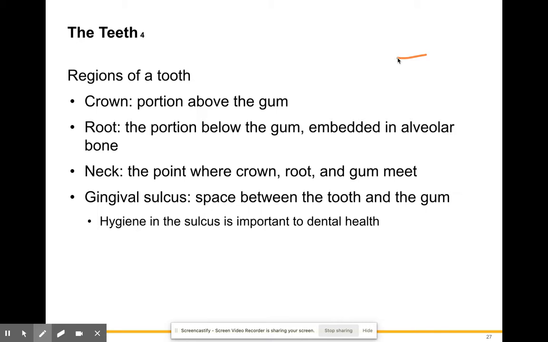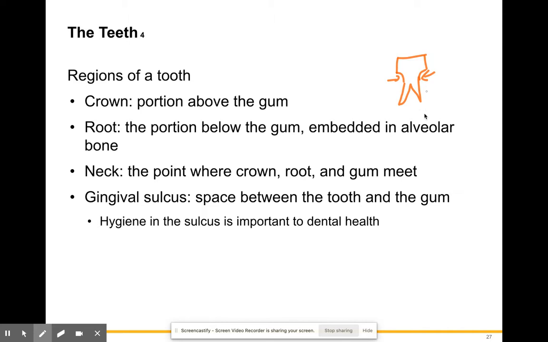So here's the top of the tooth, comes down, that's above, that's going to be our crown. And then it kind of meets at the gum and becomes like these little legs. And that's our tooth, right? This area here is going to be the neck. Okay, that'll be the neck.